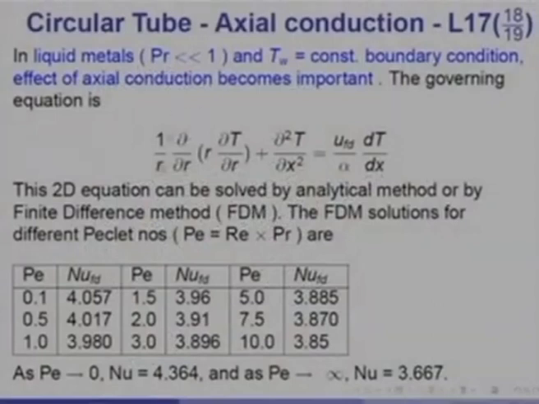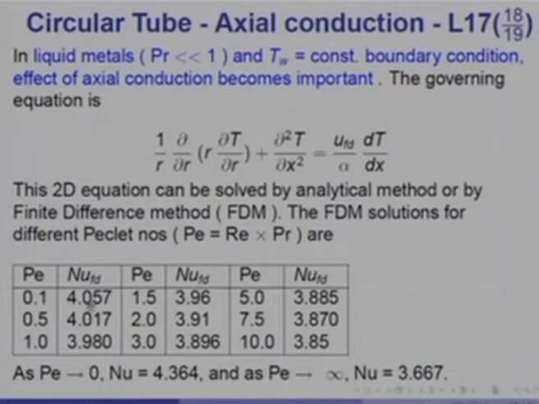I have obtained this, remember because Prandtl number is so low, the product of Reynolds and Prandtl can be very low in laminar flow. So, I have taken values of 0.1, 0.5, 1, 1.5, 2, 3, 5, 7.5 and 10, and obtained solutions by finite difference method. And here are the solutions.